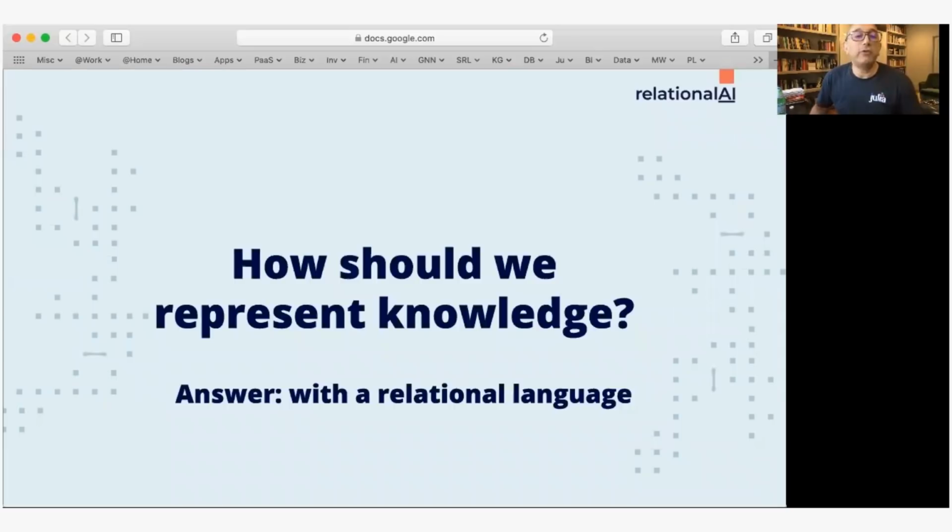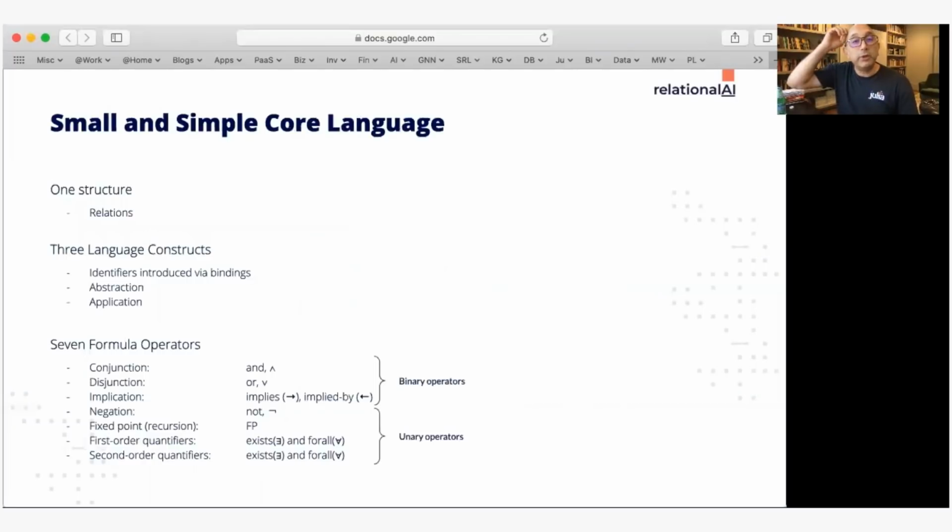The second question is, how should we represent knowledge? And our answer to the second question is that you should represent knowledge with a relational language. We've built a small and simple core relational language that supports one core type of structure, which is the relation. And relations can then be specialized to represent other things like functions and tensors and graphs and so on. There are 3 language constructs in this core language.